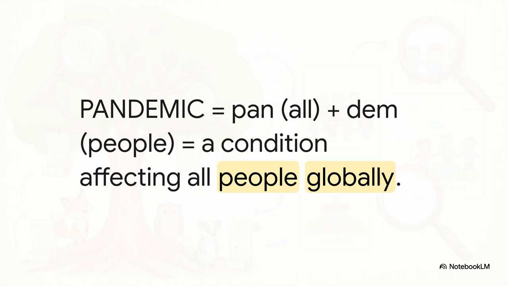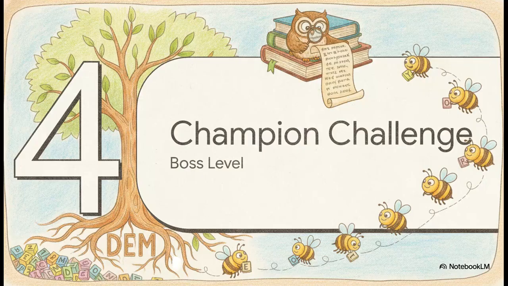So when you spot an academic science word like pandemic, you aren't just memorizing a definition anymore. You understand its anatomy. Pan is all. Dem is people. You instantly know it's a condition spreading to all people globally. If you read, the pandemic spread quickly, you instantly get this vivid mental image of a condition affecting everyone, everywhere on the globe.